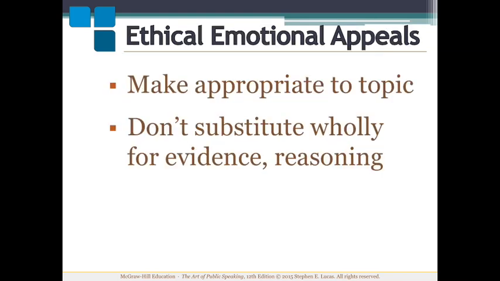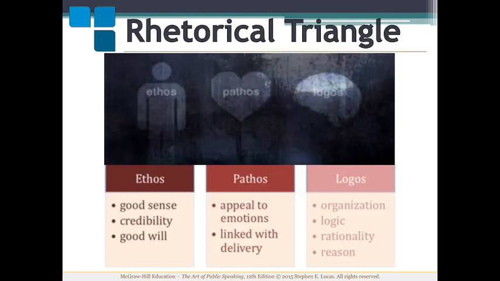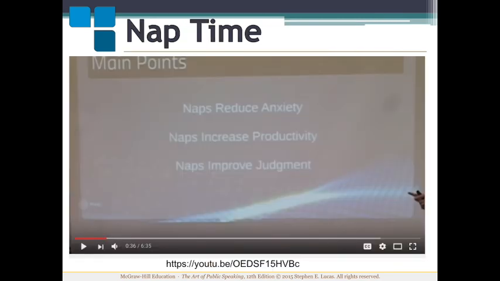Make emotional appeals appropriate to a topic. So you want to make sure that you do that and don't substitute wholly for evidence. So you've got to have a good balance between the emotional appeal and the evidence that you present. So again, here we go. The rhetorical triangle is ethos, pathos, and logos. Make sure you have a good balance of each of those. Do your research.